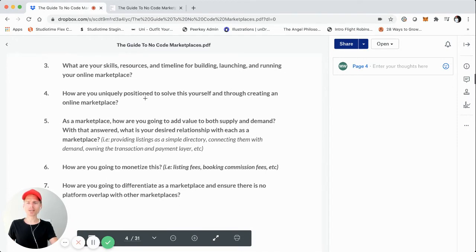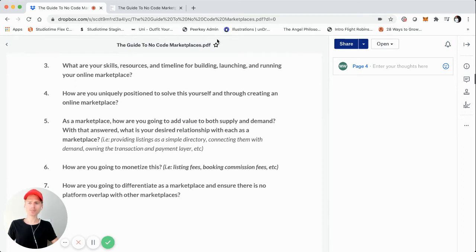The fifth is, as a marketplace, how are you going to add value to both supply and demand? And then the second part to that is, what's your desired relationship with each side as a marketplace? We'll use Studio Time again. How are we going to add value to the supply side? We're going to help them bring their services online and generate revenue. On the demand side, it's simply going to be that we allow them to book a studio. It's going to be easier, faster, and probably cheaper than the other alternatives that exist, not just marketplaces, but all the other solutions that they have available to them.